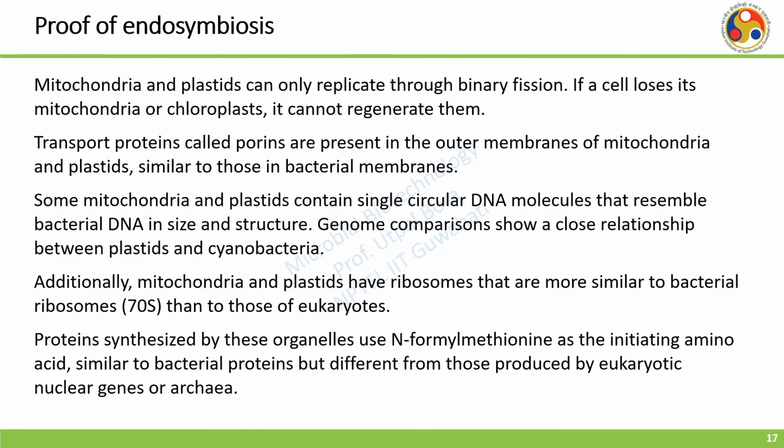Some mitochondria and plastids contain single circular DNA molecules that resemble bacterial DNA in size and structure. Genome comparisons show a close relationship between plastids and cyanobacteria. Additionally, mitochondria and plastids have ribosomes that are more similar to bacterial ribosomes than to those of eukaryotes. Proteins synthesized by these organelles use N-formyl methionine as the initiating amino acid, similar to bacterial proteins, but different from those produced by eukaryotic nuclear genes or archaea.